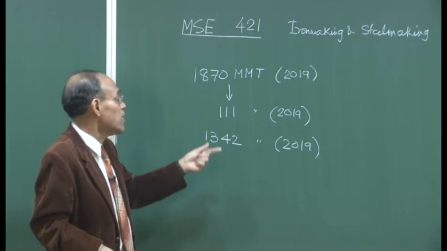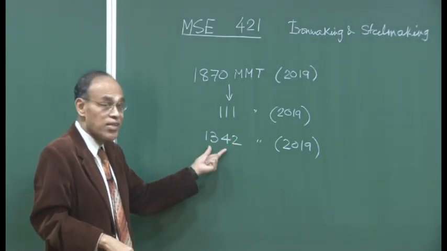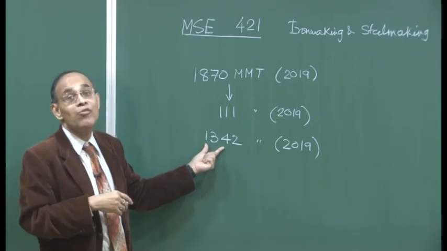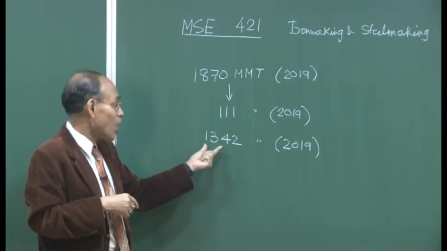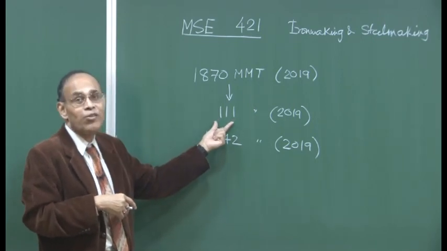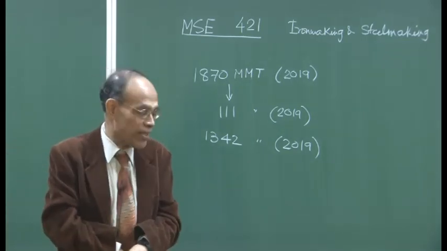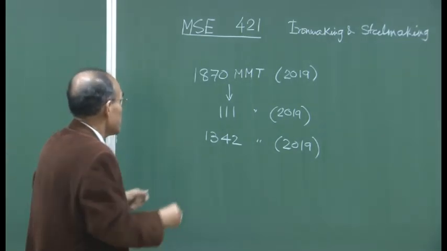And China's share is something around of this 1,342 million metric tons. China produces around 1 billion tons of steel or 1,000. India produces around 100. Japan produces around 100. Korea about 50, 60. And the remaining are among small countries like Vietnam, etc. And that's how the, so this is India.